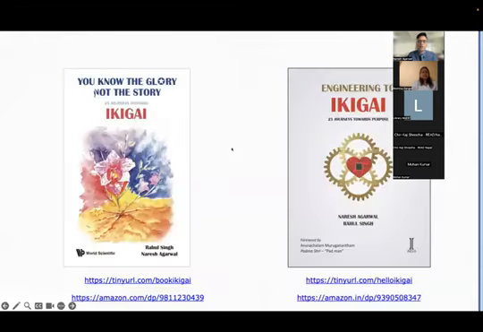In 2021, I wrote a book which came out in South Asia as Engineering to Ikigai, and worldwide as You Know the Glory, Not the Story. It's a story of 25 people who went from India to Singapore on scholarship, and how they went on to find the Ikigai, or the reason for being in their lives.